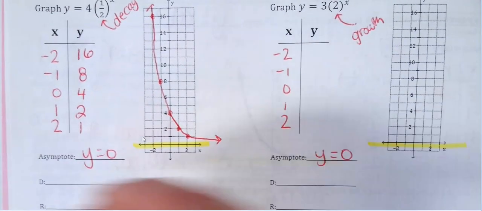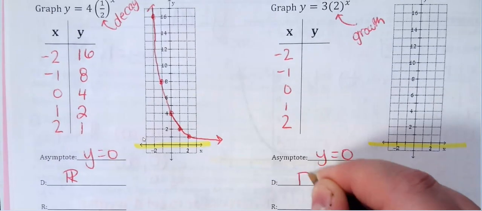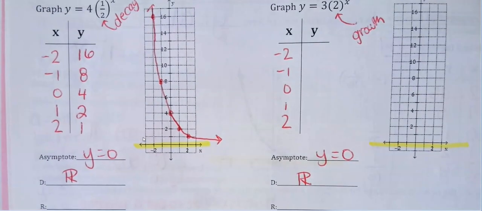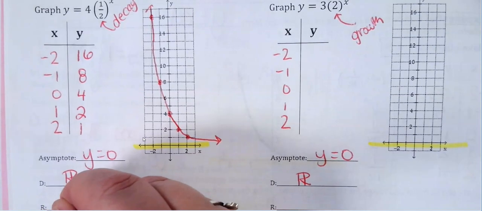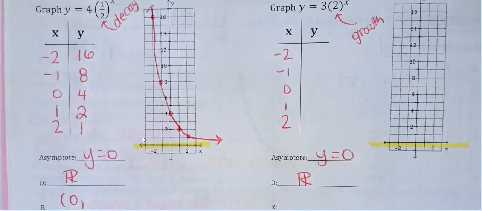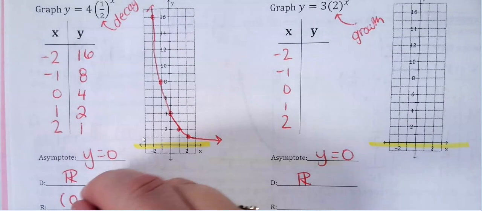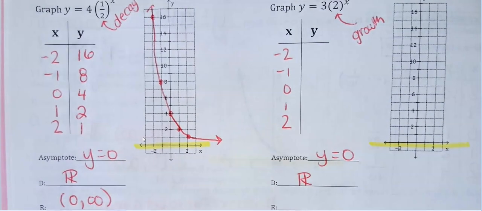Every single one of the domains for any exponential function should be all real numbers, doesn't matter. And then the range, I've got this one on the graph. You guys can see I don't touch any part of the graph till I hop over that asymptote. So 0, but we have a parenthesis, not a bracket, because you don't actually touch 0. And then it goes up forever. It goes up to the left, but it still goes up.